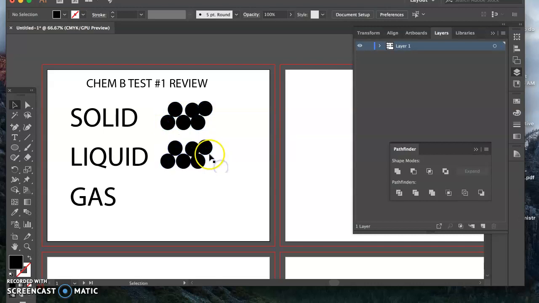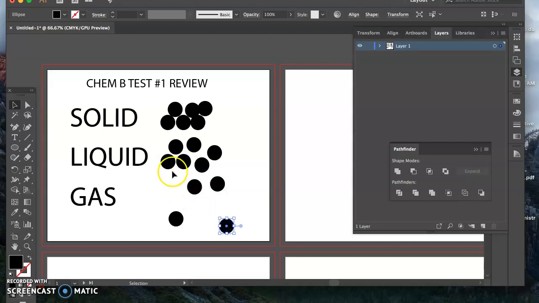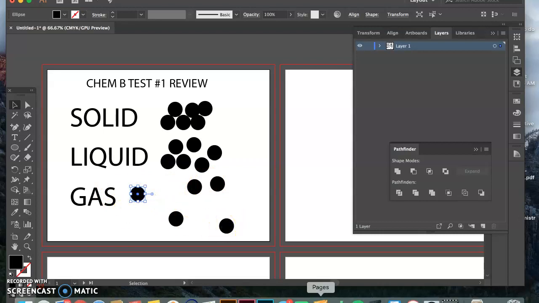Atoms are a little farther apart. They kind of bump into each other. And you can imagine these all moving about. Okay, a little faster. And then in a gas, they are very far apart. And they are zooming in all over the place.